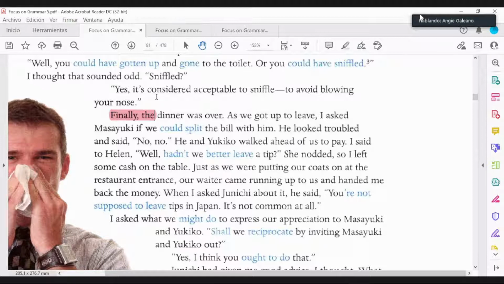She nodded, so I left some cash on the table. Just as we were putting on our coats at the restaurant entrance, our waiter came running up to us and handed me back the money. When I asked Junichi about it, he said, "You are not supposed to leave a tip in Japan. It is not done at all."